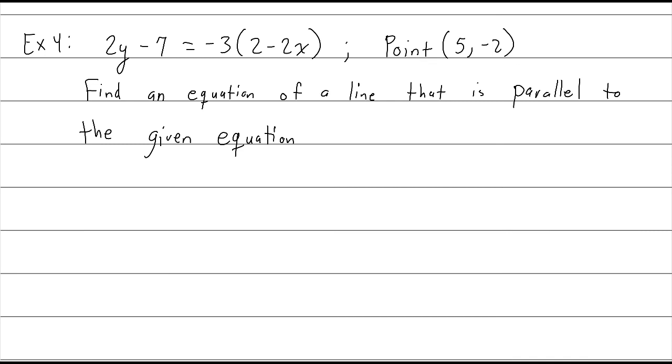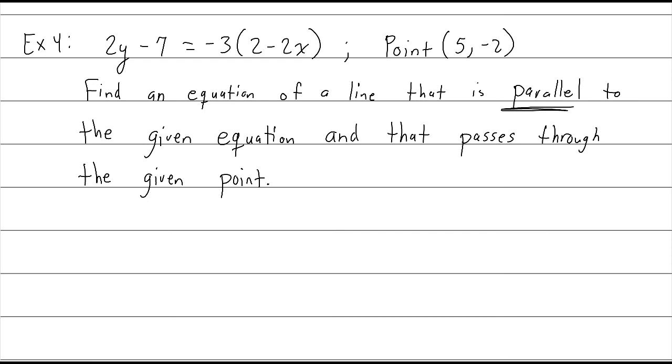So find an equation of a line that is parallel to the given equation and that passes through the given point. So that's the instructions here. All right, so let's see what we can do with that. Well, the first thing I need to do is find the slope, right? If it's going to be parallel, then I know that my new equation will have the same slope, right? New equation, same slope. That's what that word parallel means.